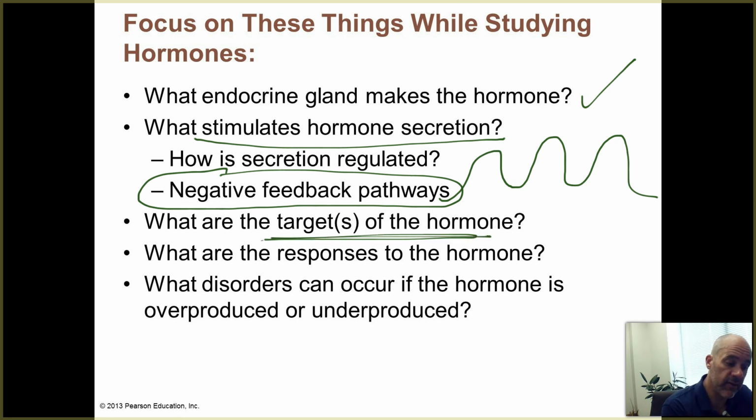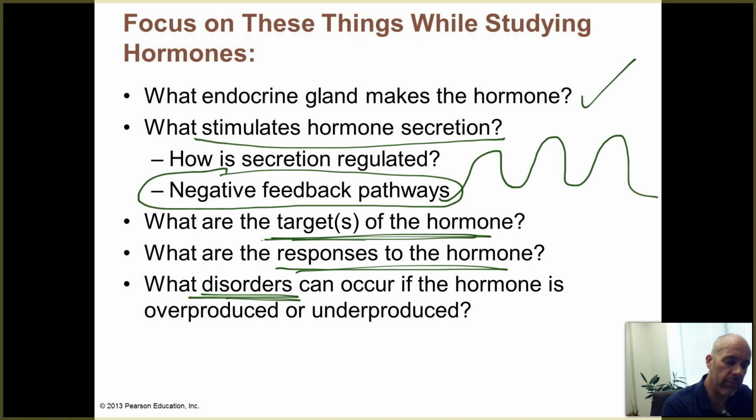What are the targets of the hormone? Again, hormones don't act on every cell in the body. They only act on ones that have receptors for the hormone. What are the responses? What do the target cells do? Or what are the effects on the body? Could be that you retain more water in the body. Could be your calcium levels in your body fluids go up or go down. It could be your glucose levels in your bloodstream go up or go down. Those are the responses, the effects of the hormone.